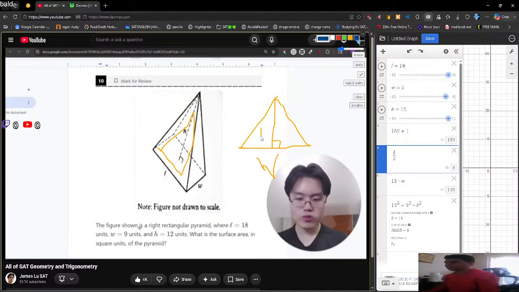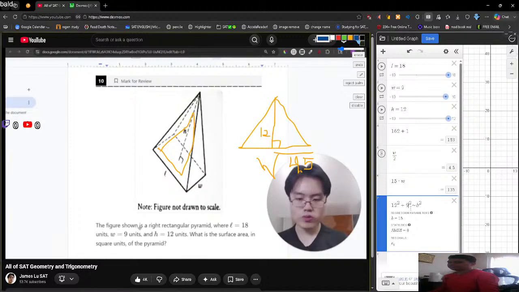The height is 12, I think. Yeah, 12. W is 9. But what's W divided by 2? Because we're trying to find half of W, which is 4.5. So from here to here is 4.5. So let's find the hypotenuse. Let's just make this 4.5. We get 12 point something.